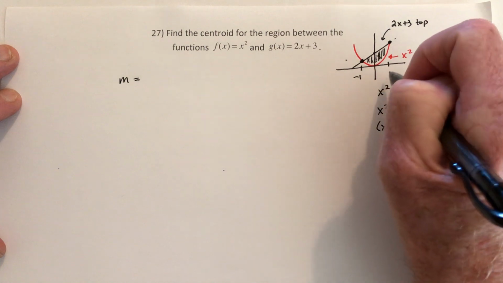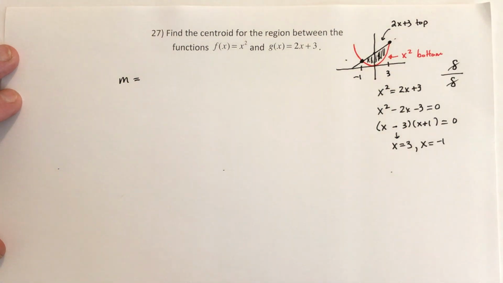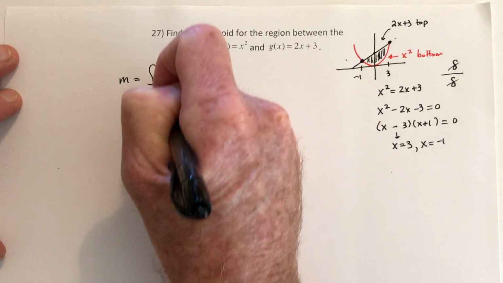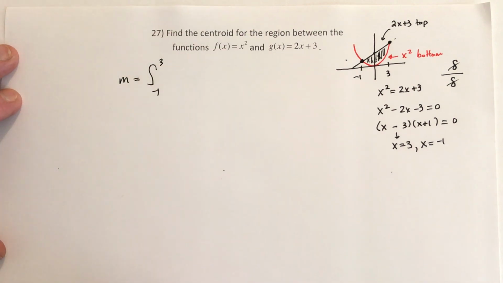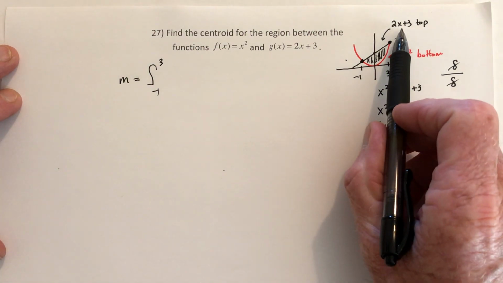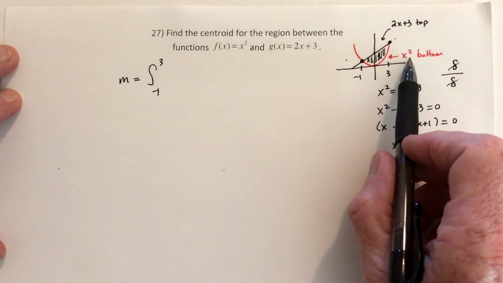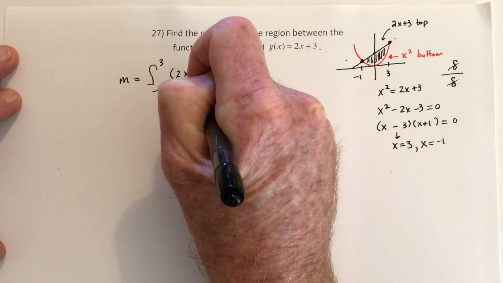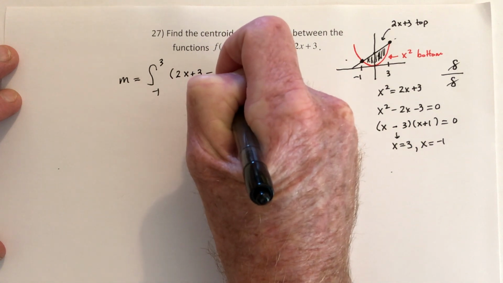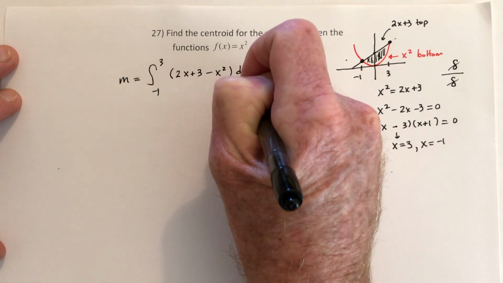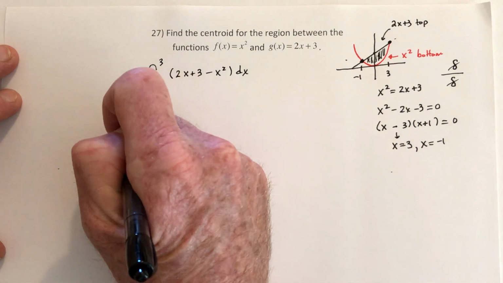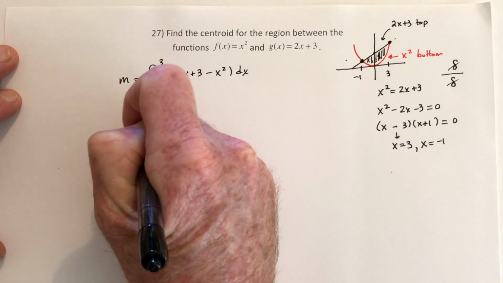So this is the negative 1, this is the 3. So when we set up the integral, it's going to go from negative 1 to 3. And then we just need the top function minus the bottom function. So it's 2x plus 3 minus x squared. And then integrate that. So there's no algebra or anything we need to do first. Just go ahead and integrate each one.